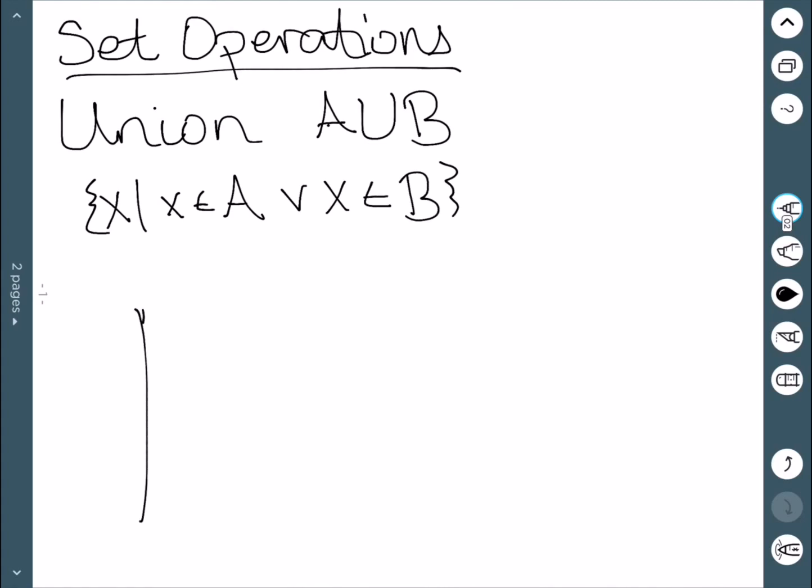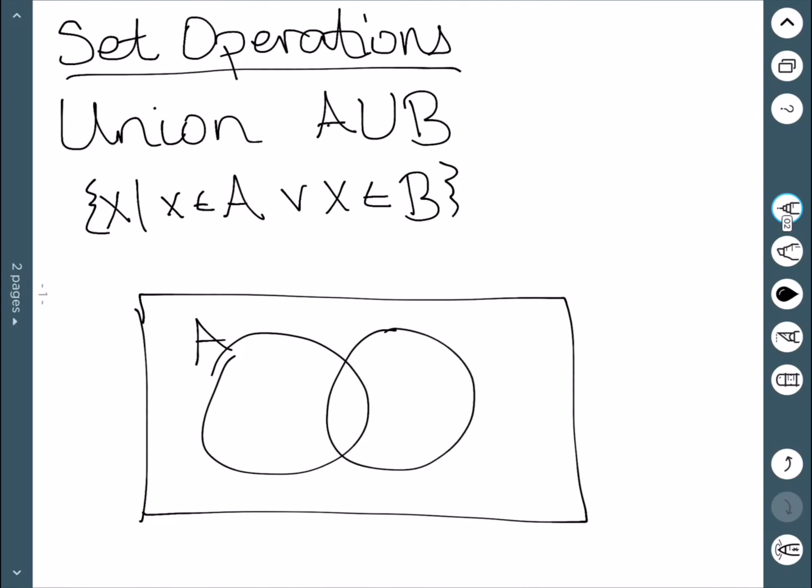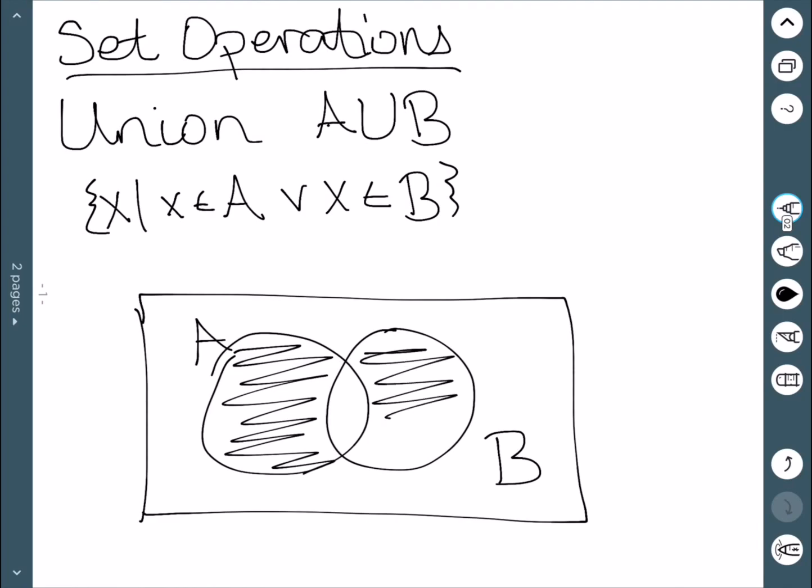We can draw a Venn diagram of this situation. I have my set A and my set B. The union is going to be everything in A and everything in B, or in both. So we shade both circles fully.